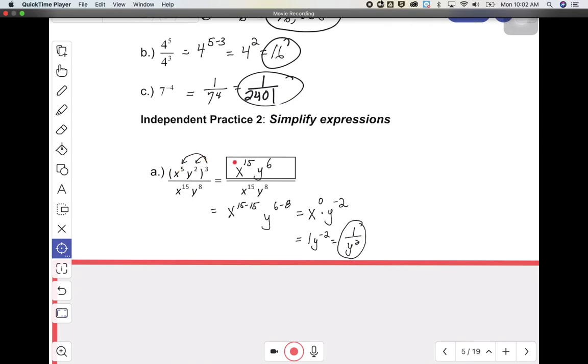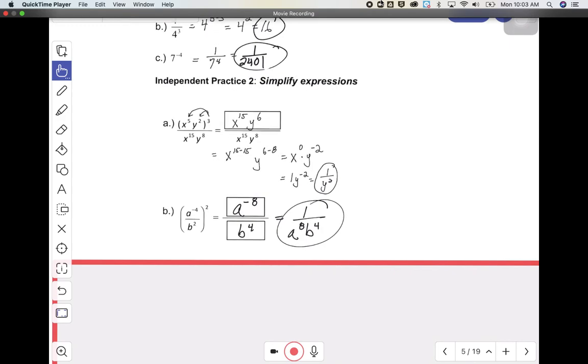3 times 5 is 15. 3 times 2 gives me 6. And then I did use my quotient rule. 15 minus 15 does give me x to the 0th power. 6 minus 8 gives me negative 2. Remember, anything raised to the power of 0 is 1. y to the negative second has to move to the bottom. So we have 1 over y squared as our answer there.